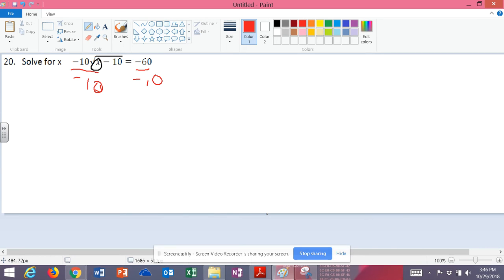Okay, so here, negative 10 divided by negative 10 cancels out. Well, it equals 1, which is positive 1. And then over here, negative 60 divided by negative 10, that's a negative divided by a negative. It's going to give me positive 6. All right, so now what I've got is the square root of x minus 10 equals positive 6.